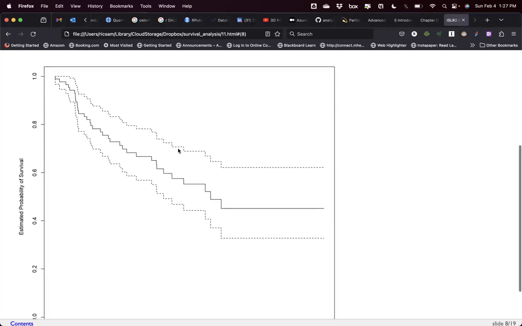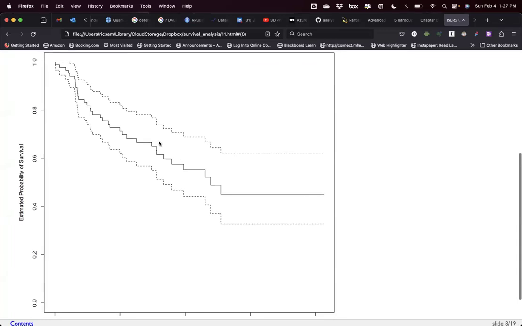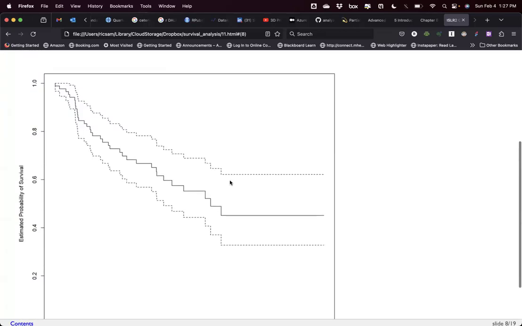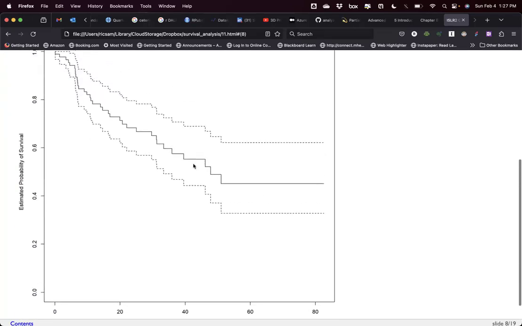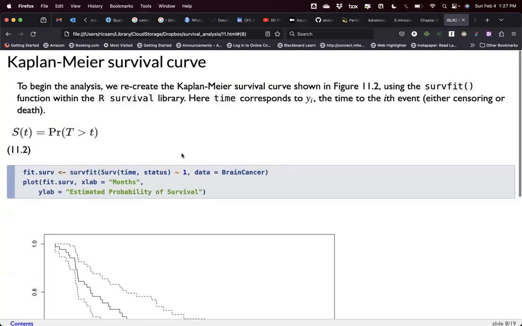And these dotted lines are the confidence intervals. Usually the default is going to be 95%. So these are the confidence intervals for this survival probability curve, which is the Kaplan-Meier curve, all right? And as I said, this is for the whole group. But one of the interesting things is that we can divide this survival curve into different groups.